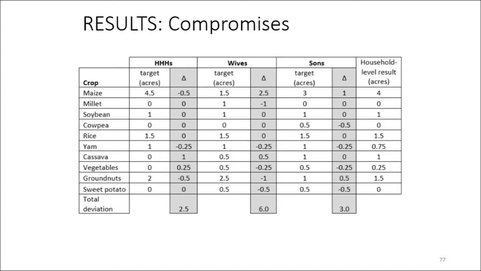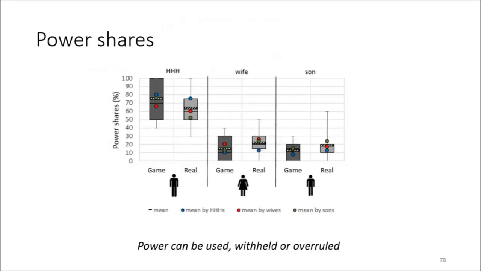So this is already giving a first indication of who was getting their will and who was not. And we can also clearly see that no one of the three negotiators got their exact will. So it is a compromise. And we also measured the power shares. Here you see the results for the game and for reality. So this is reality, just like the participants reported it. But we can see that they were evaluated as quite similar.